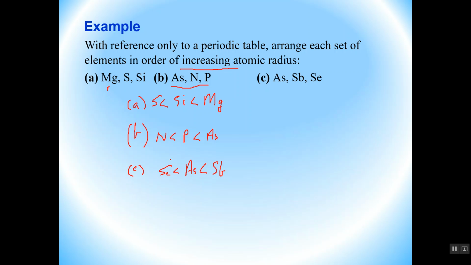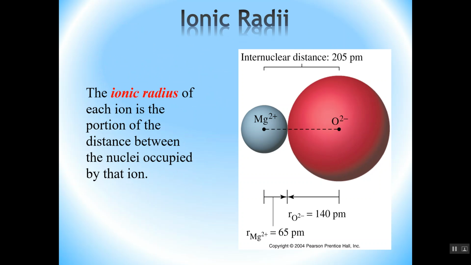All right. So that's basically how we do that particular example. Okay. Let's talk about ionic radii. We talked about the atomic radius or radii of different elements. Let's discuss ionic radii with respect to, again, the positions of the elements in the periodic table.